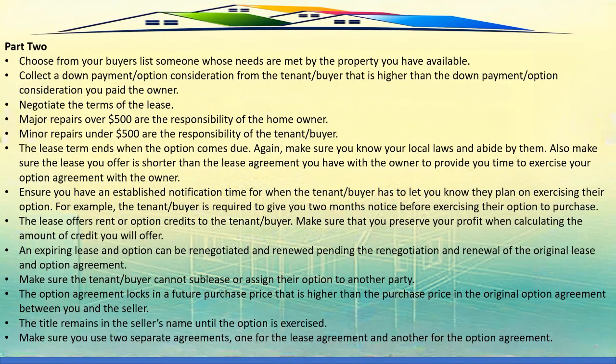Part 2. Choose from your buyer's list someone whose needs are met by the property you have available. Collect a down payment option consideration from the tenant buyer that is higher than the down payment option consideration you paid the owner. Negotiate the terms of the lease. Major repairs over $500 are the responsibility of the homeowner. Minor repairs under $500 are the responsibility of the tenant buyer.